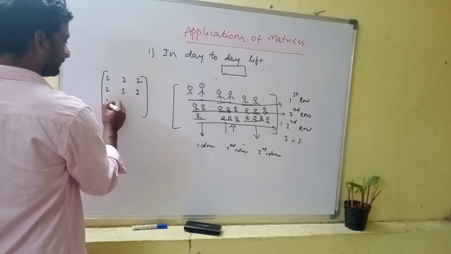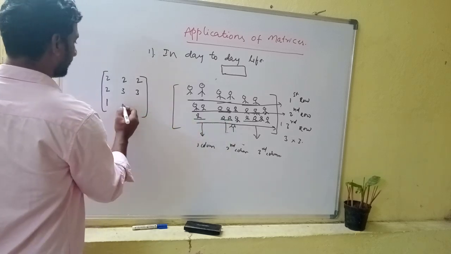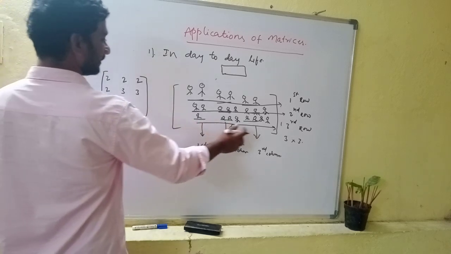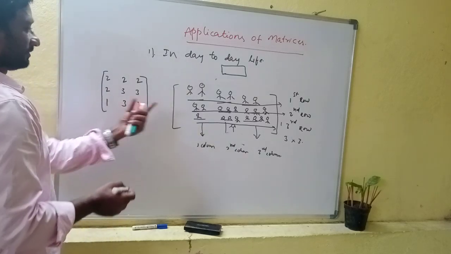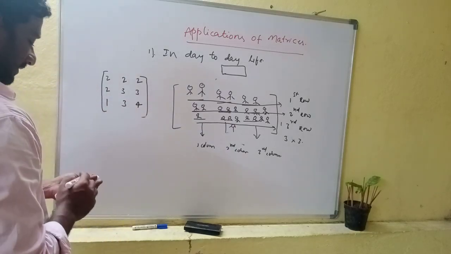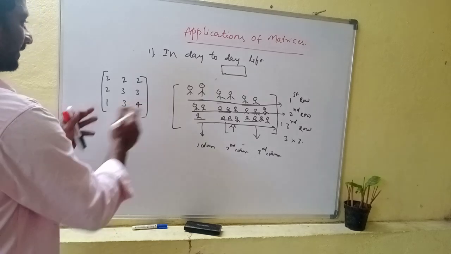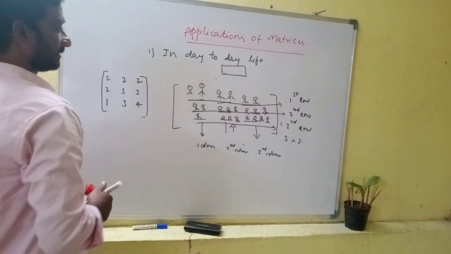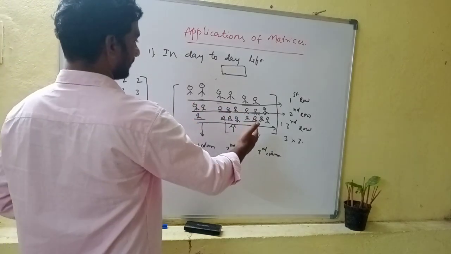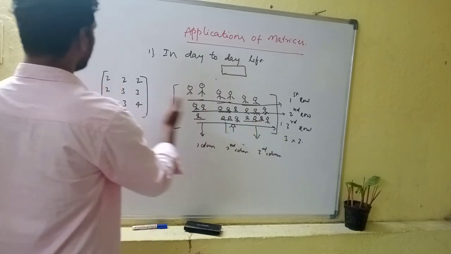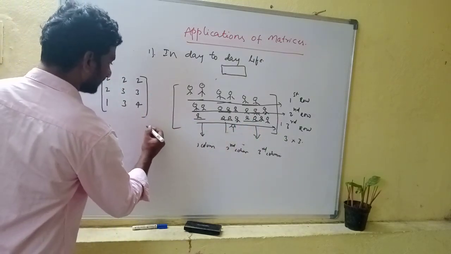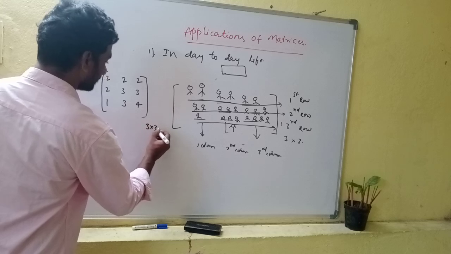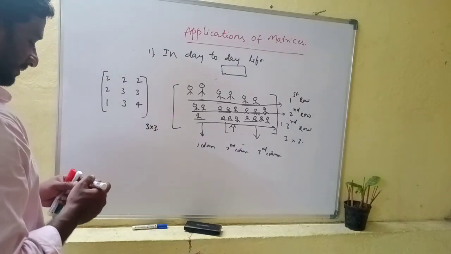Third row, first column, 1 seat. Third row, second column, 3 seats. Third row, third column, 4 seats. So this is how we can reduce this data into a simpler form by using a matrix. The order of this is 3 by 3.